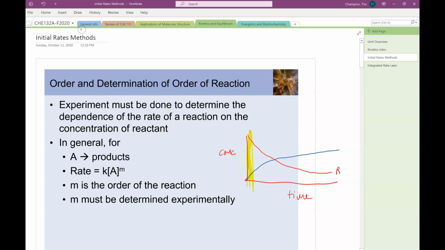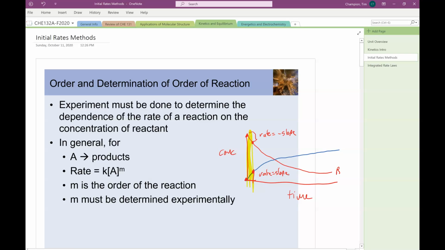So what we can do is we can say that, from this point to the initial point, the rate is going to be the negative slope of that line, and also from here to here we can calculate the rate again as the slope of this line, since it's positive.